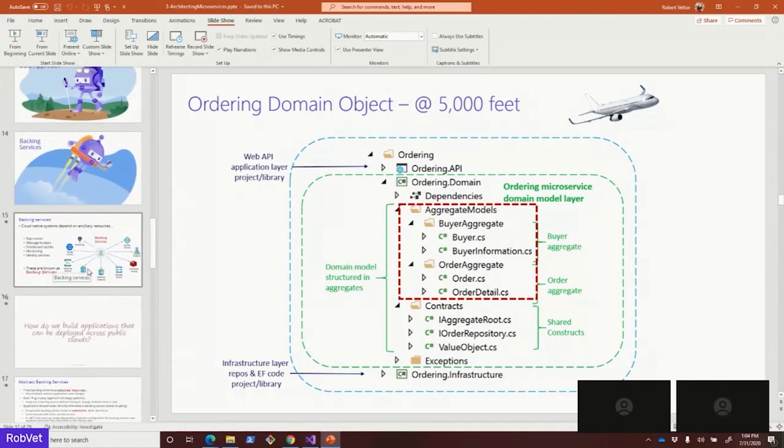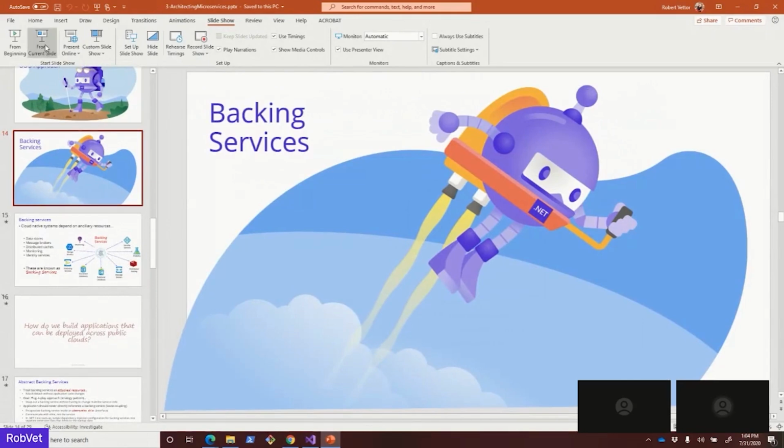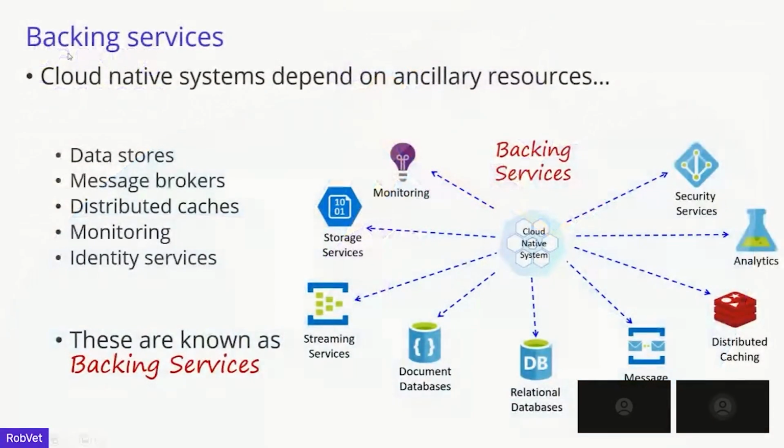Let's talk a little more about backing services. Again, this is a key area. So what is a backing service? When we're building out these, I'm going to say cloud-native microservices, they depend on ancillary services. So I've got my code, but guess what? It needs a relational database. It needs a document database maybe. Maybe it uses streaming. It needs a message broker. It has a dependency on a cache, security services, monitoring, storage services. These external services are known as backing services when we're building an application. That's a term we see a lot when we're dealing with cloud-native microservices.